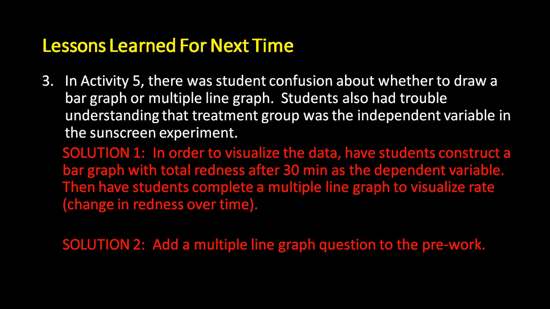After constructing the bar graph, then students would complete the multiple line graph to visualize the rate, the change in redness over time. This will help them understand when to use a bar graph, and it will also help them understand that categorical data, the treatment group, can also be used as an independent variable. We also plan to add a multiple line graph question to the pre-work so that students have been exposed to them, to seeing them before they come to class.